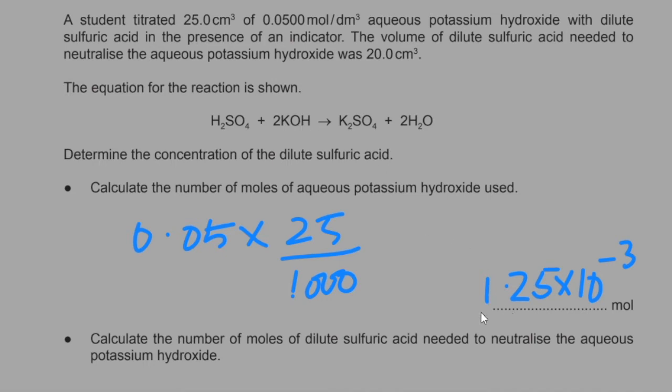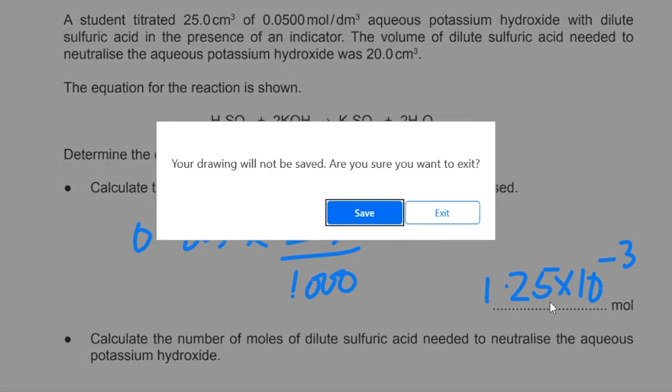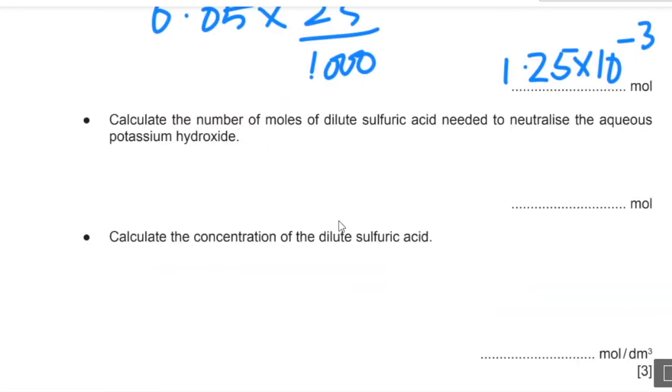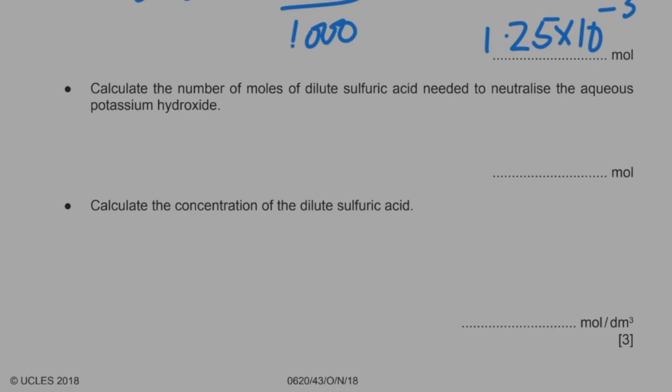And that means you can divide this value, which is 1.25 × 10^-3, with 2, which would give you the value of moles of sulfuric acid. So once you divide this with 2, you'd get the answer as 6.25 × 10^-4.